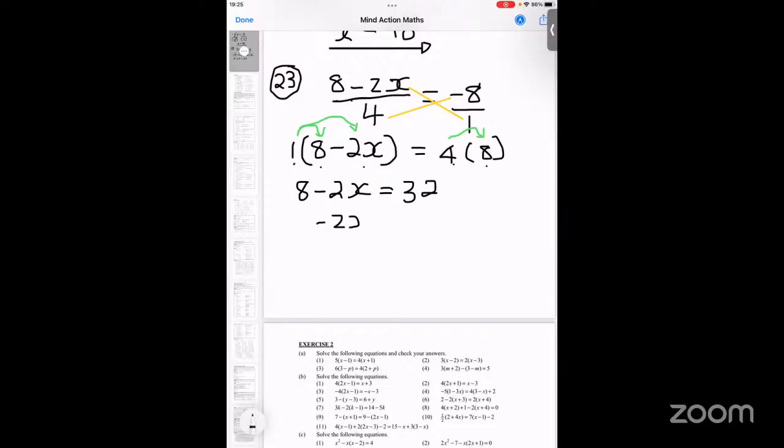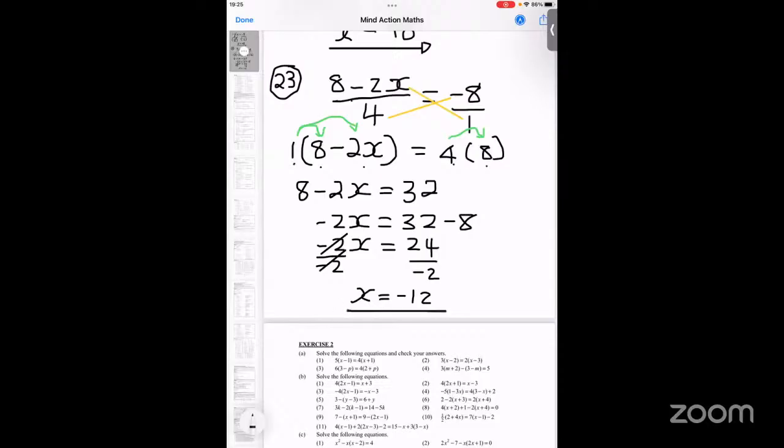Meaning negative 2x, it remains there. We have 32, that 8 goes to that side, it changes the sign. So we will just have our 32 minus that 8, meaning we have negative 2x, which is equals to 24. I now need to remove that, and then by removing, I will just divide by exactly that, and then it cancels, meaning x is equals to that divided by that. Trust me, it will give you -12, and that is the end of it.